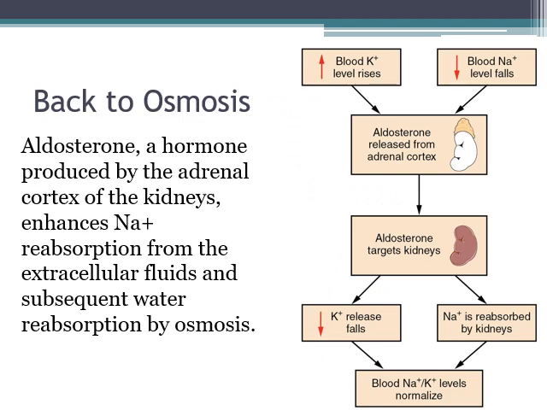Aldosterone, which is a hormone produced by the adrenal, I'm just going to read this almost word for word, by the adrenal cortex of the kidneys, enhances sodium reabsorption from the extracellular fluids and subsequent water reabsorption by osmosis. Let me break that down for you, because that's a lot of words. All right, so you have a hormone, aldosterone. That's made by the kidneys.